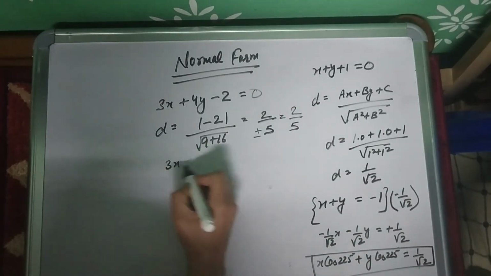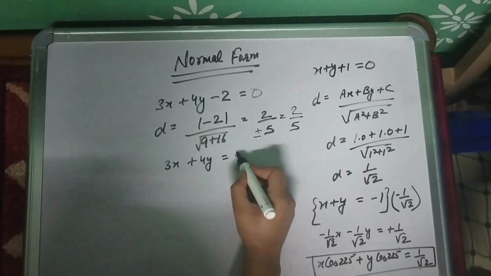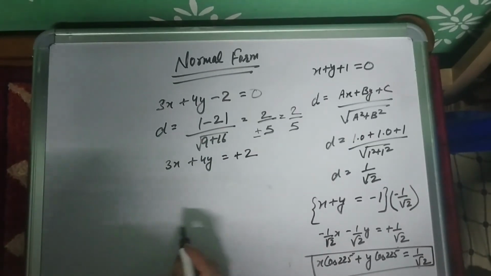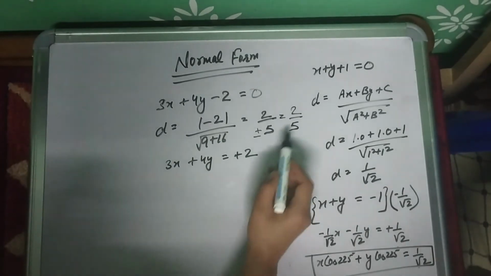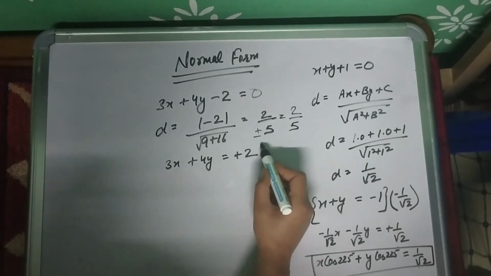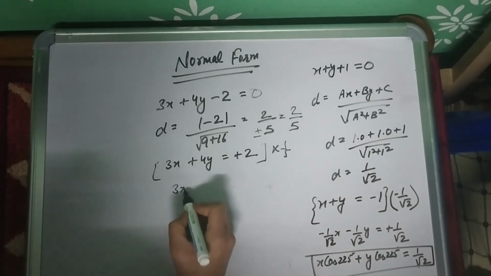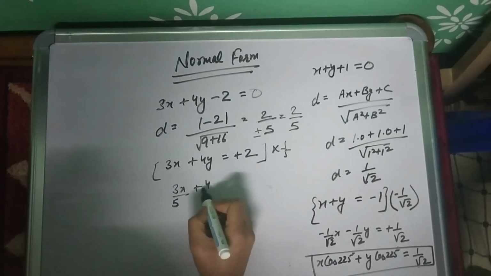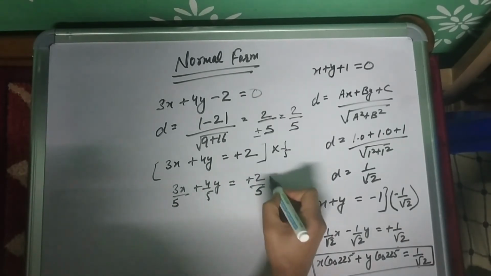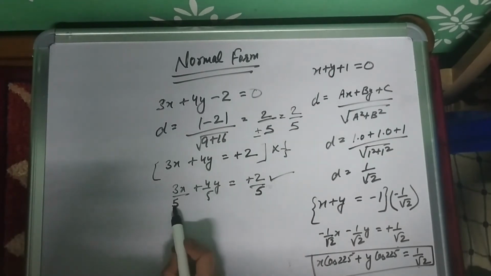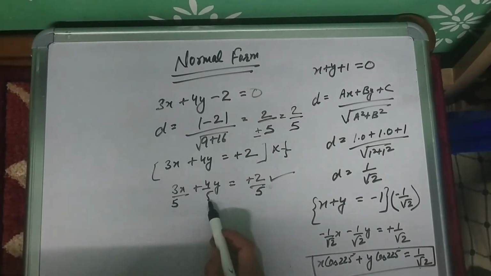So this is 3x plus 4y equals plus 2. I'm not writing any statements here, but you must write them. Now here for the normal form we don't want 2, we actually want 2 over 5. So multiplying the full equation by 1 over 5, what did we get? This, and this. So this is our d. And what is this? This is the value of cos phi. Okay, this is sin phi.